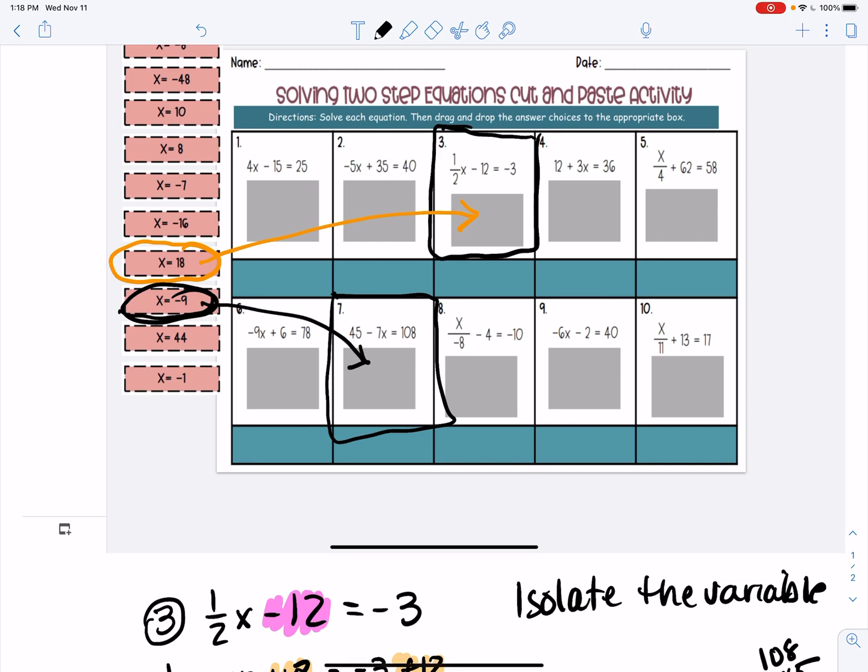So what is your job for the rest of the day? Your job is to make sure that you can solve the rest of these problems. And there will be another exit slip or check for understanding soon.